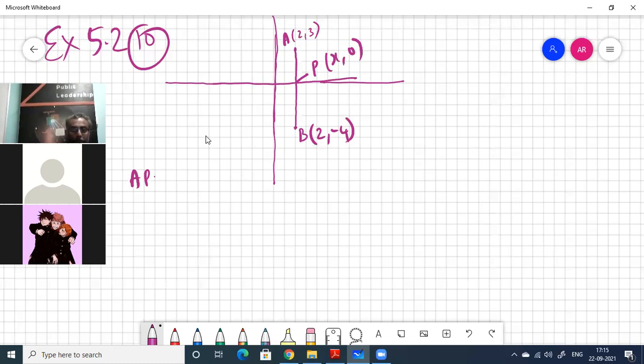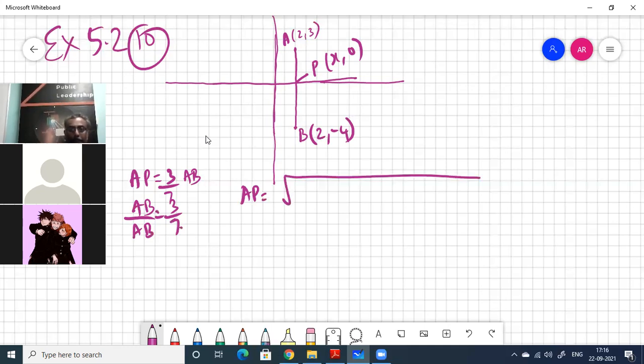AP is equal to 3 by 7 AB. Okay, AP by AB is equal to 3 by 7. Now this is given. You can solve this problem in many ways. Let us find the distance AP first, and then let us find the distance AB.